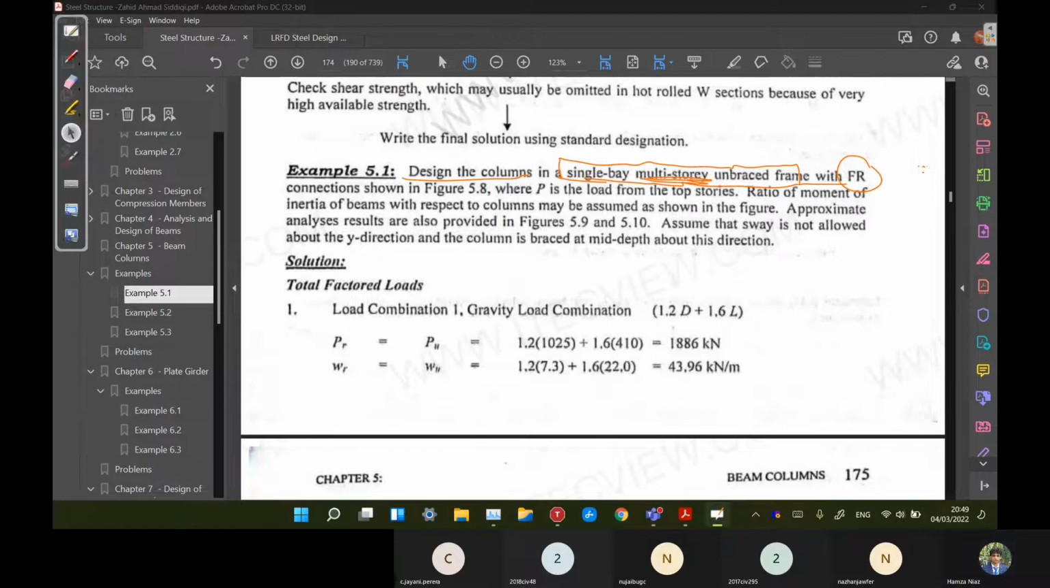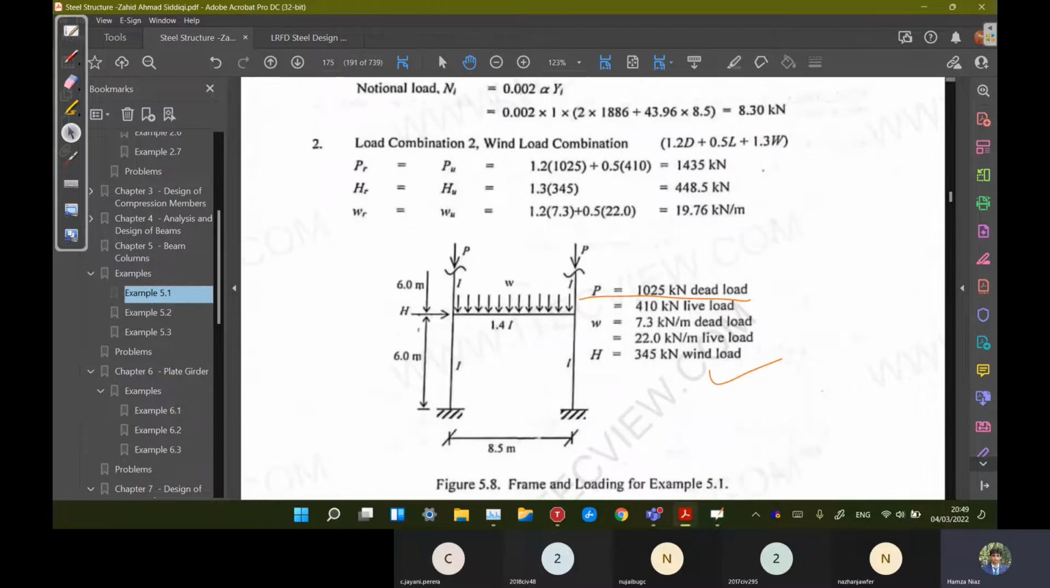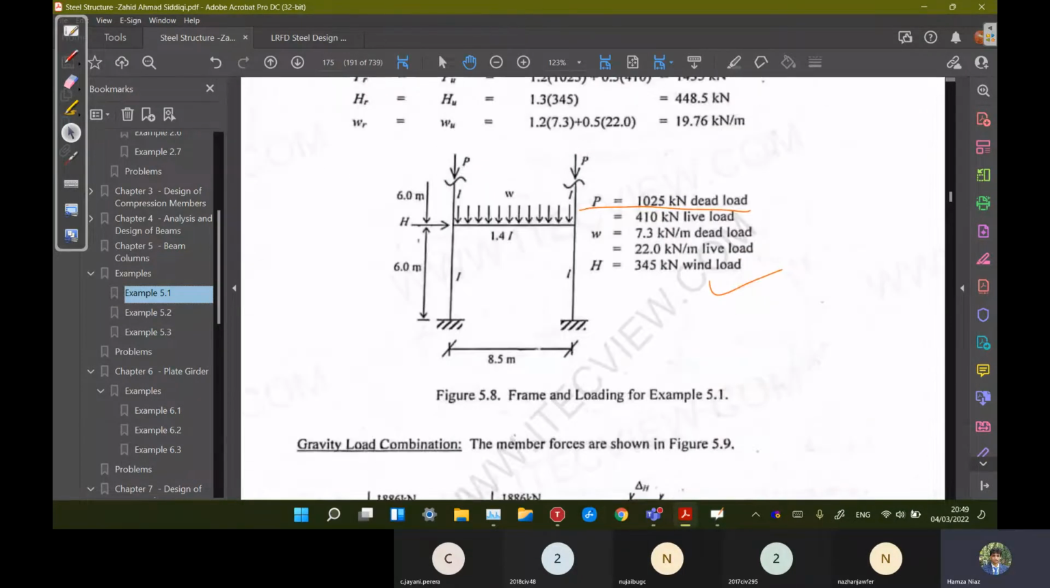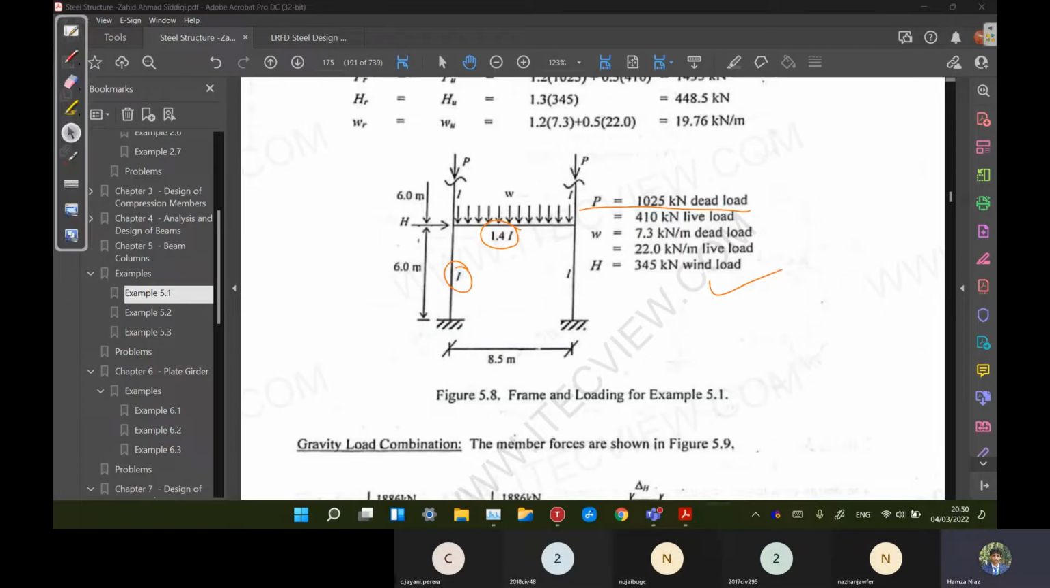And the ratio of moment of inertia of beams with respect to columns AB is given. So the moment of inertia of beam is 1.4 and the columns is 1. So we can write it 1.4I and 1I. So simply we can write 1.4 and 1. The uniform dead load and live loads are this.